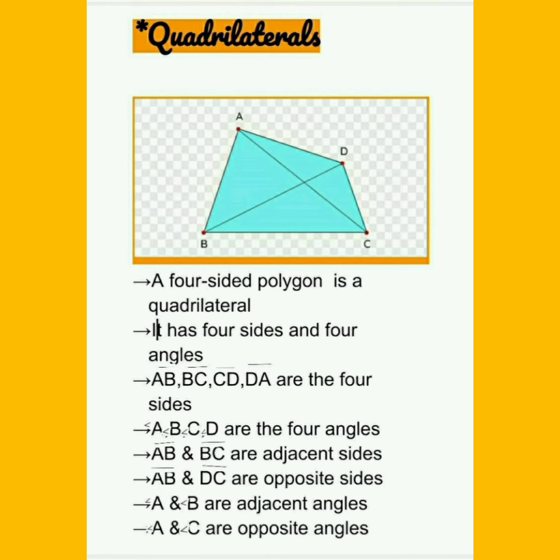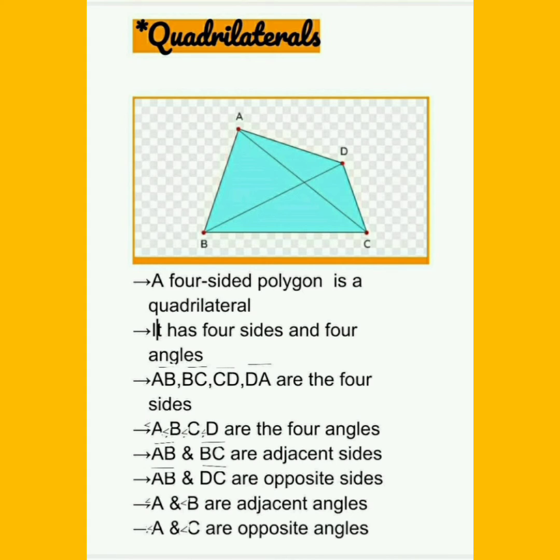Now, AB and BC, they have a common vertex. B is the common vertex to the sides AB and BC. So, we say AB and BC are adjacent sides. Okay, they have a common vertex. AB and DC are opposite sides. Now, these are opposite sides and they have no vertex in common. Okay, कोई भी vertex common नहीं है AB and DC. So, they are called opposite sides.